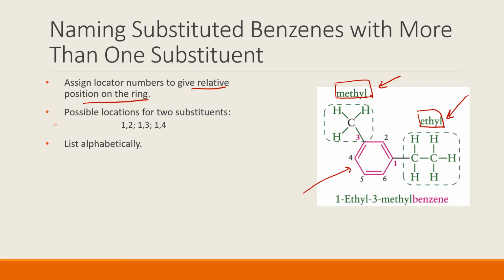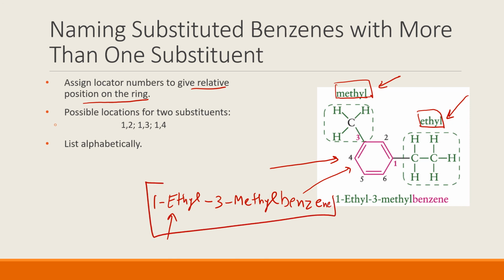So the name of this example here is 1-ethyl. We write ethyl first because alphabetically E comes first, and then 3-methyl, and the parent name is benzene, so that would be the complete name of this substituted benzene.